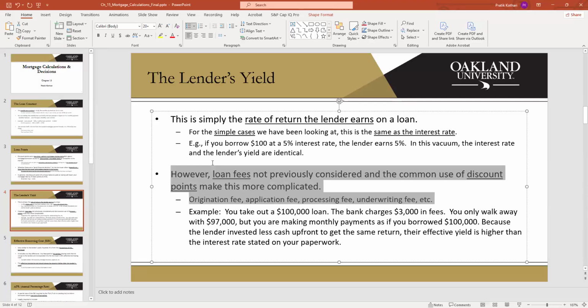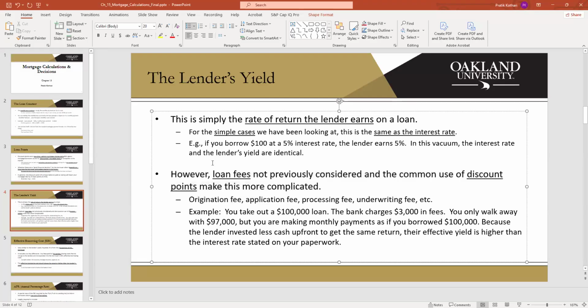So, generally speaking, all these fees make the lender's yield calculation slightly complicated. How so? Let's look at an example. Suppose that you're taking out a $100,000 loan. The bank charges $3,000 in fees. Now, these fees are essentially kept by the bank, right? So what that means is that they only paid you $97,000 in loans, but the monthly payments you are making are for a loan of $100,000.